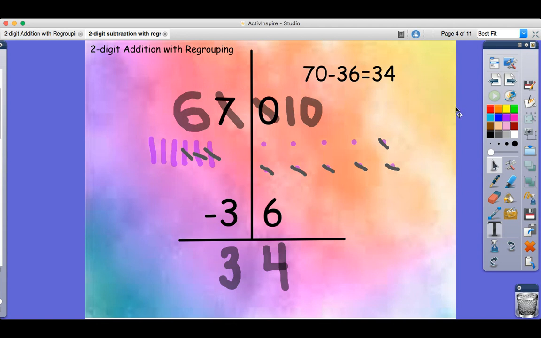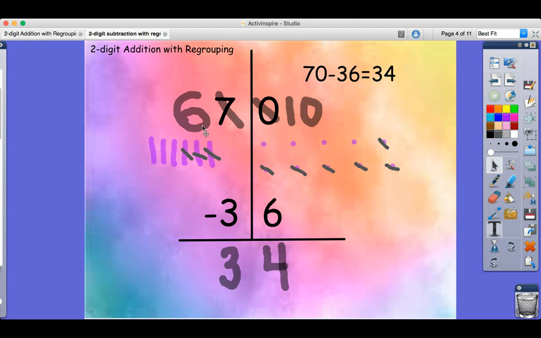So this first equation that I modeled for you is 70 minus 36. So I wrote out my equation 70 minus 36 and I started with my ones, and it originally said 0 minus 6. And I had to take a step back and say, well, wait a minute, I cannot take 6 away from 0. So I had to borrow a 10 from the tens place. So I had to take a 10 over here, and instead of 0, we now have 10 ones. Okay, so I drew out my 10 ones and I took away 6. As you can see here, I crossed out 6, and we are left with 4.